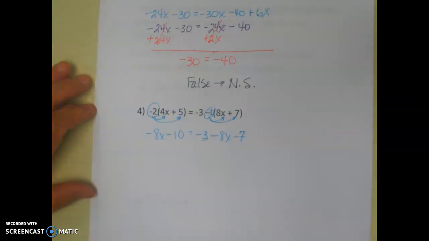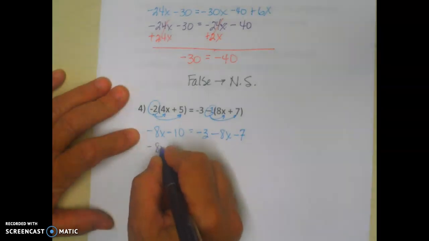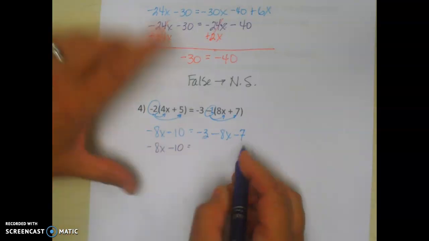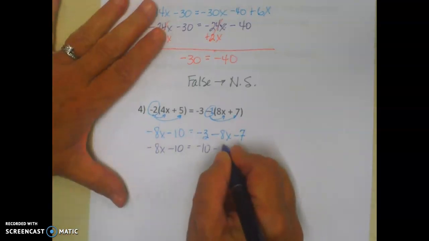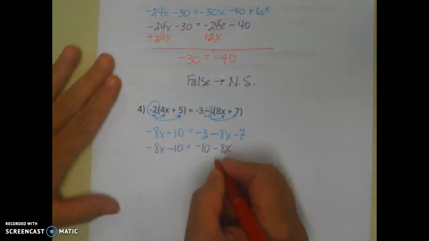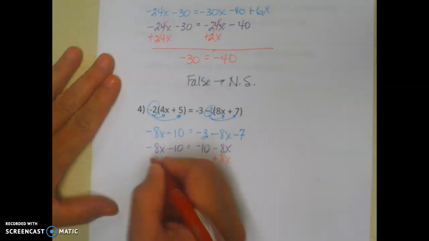I need to combine like terms before I can go any further. There's nothing more I can combine on the left side, so that's just going to be negative 8x minus 10. On this side, I can combine the negative 3 and the negative 7. So I have negative 10 minus 8x. My next move is to get variables on one side and constants on the other. It usually helps if you move the variables first. Okay, so just take my word for that. So I'm going to add 8x to both sides.